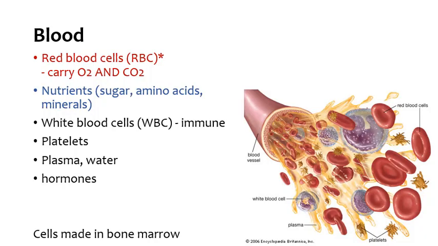Blood includes red blood cells, which function to carry oxygen and carbon dioxide. Blood also contains sugars, amino acids, fatty acids, and vitamins and minerals from the digestive tract. There's also white blood cells and platelets, water, hormones, etc. The cells are all made in the bone marrow.